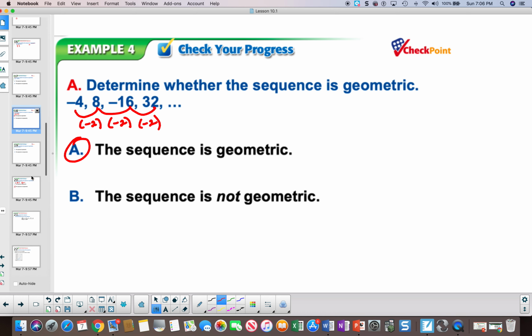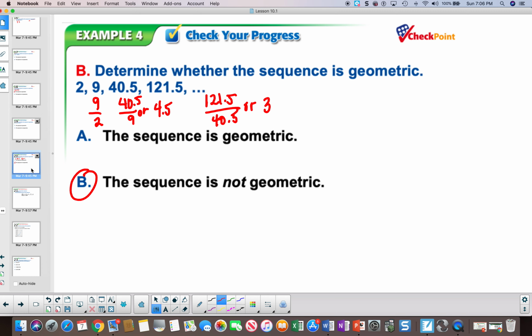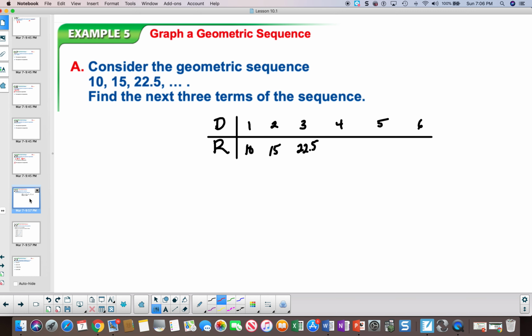And here's the answer. Your turn. And here's the answer. Let's take a look at graphing a geometric sequence.